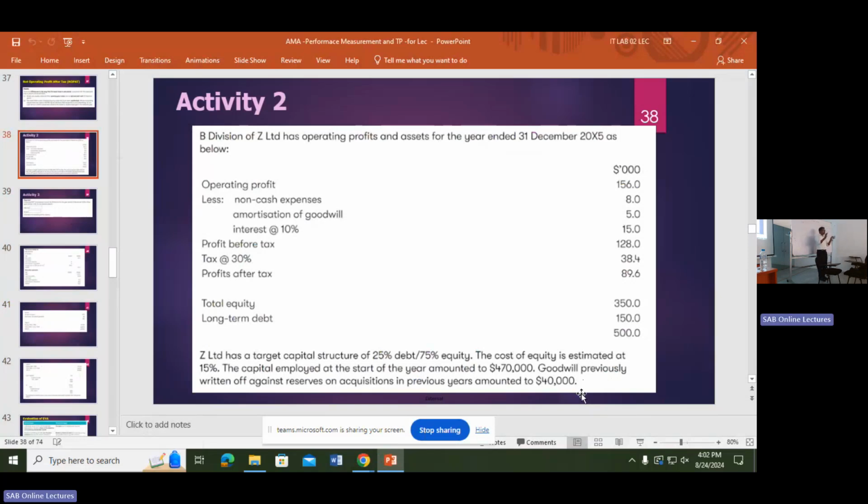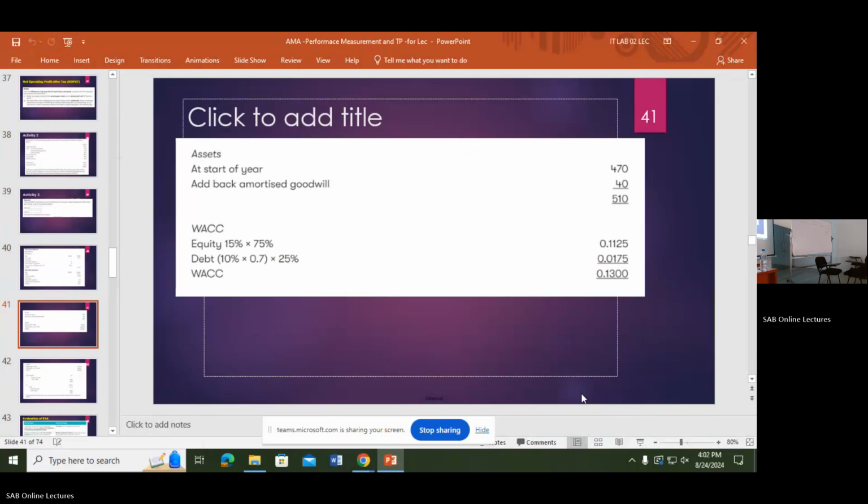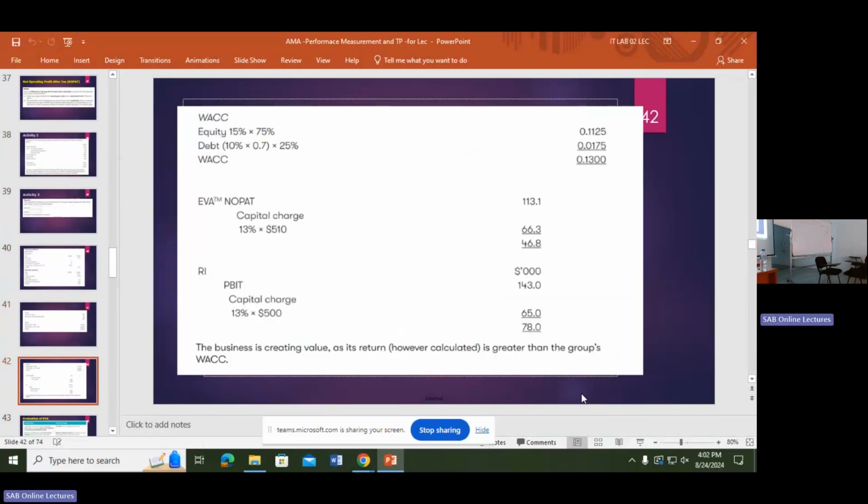So you take the beginning of the year net asset, 510, multiplied by 13%, the weighted average cost of capital. That is 66.3. So 113.1 minus 66.3, you are getting 46.8.